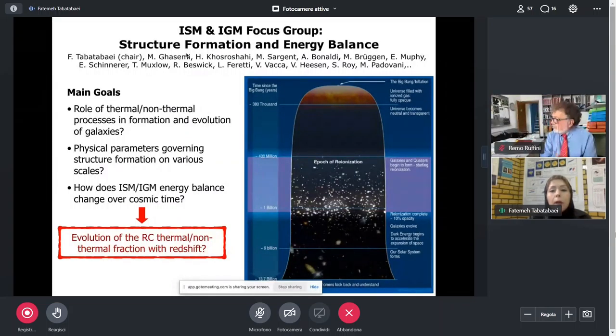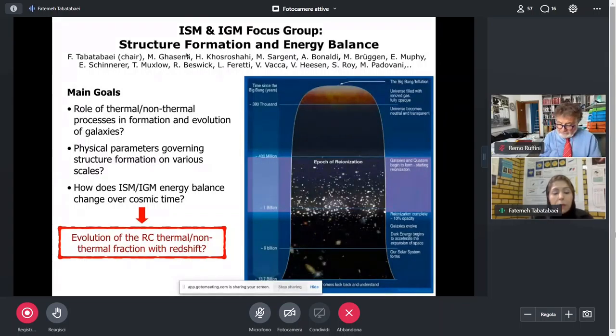And regarding the focus group that we proposed, it is about structure formation and energy balance, parallel to what I introduced at the beginning. So the main goals are: what is the role of thermal and non-thermal processes in the formation and evolution of galaxies, how does the energy balance in the ISM-IGM change over cosmic time, and what physical processes govern the structure formation at various scales.